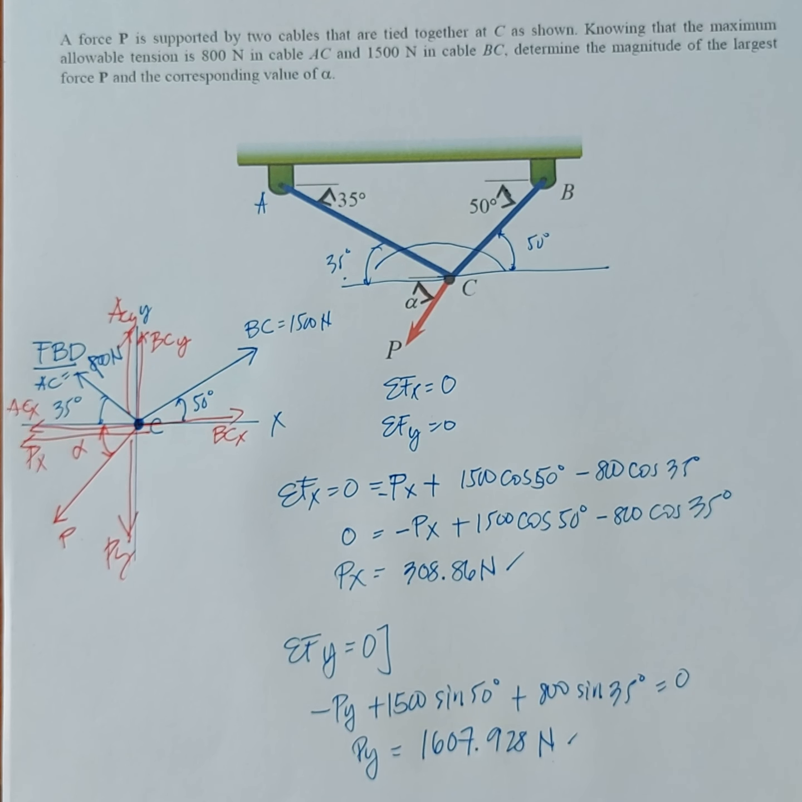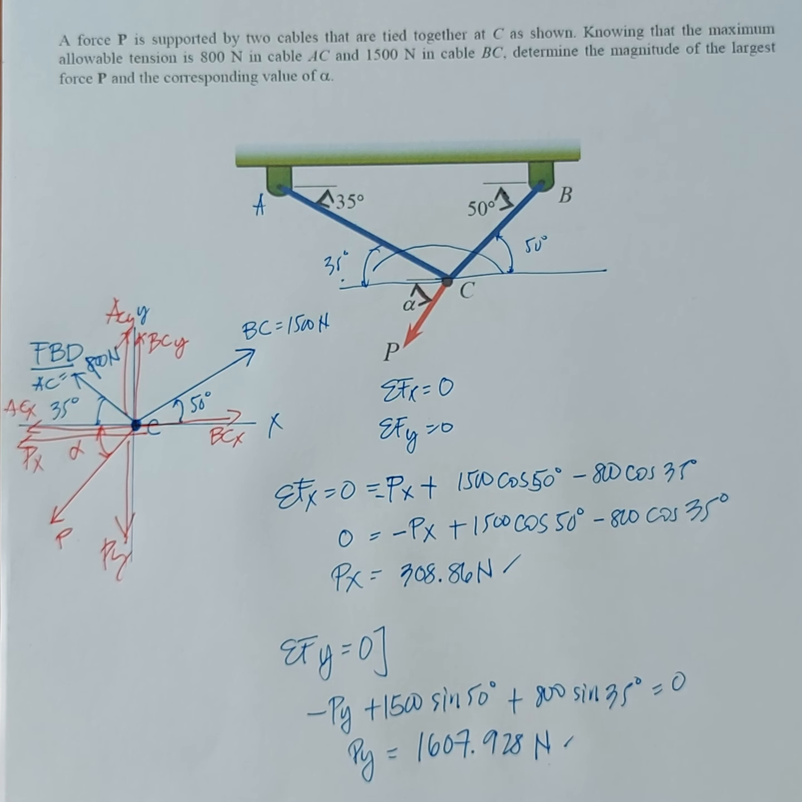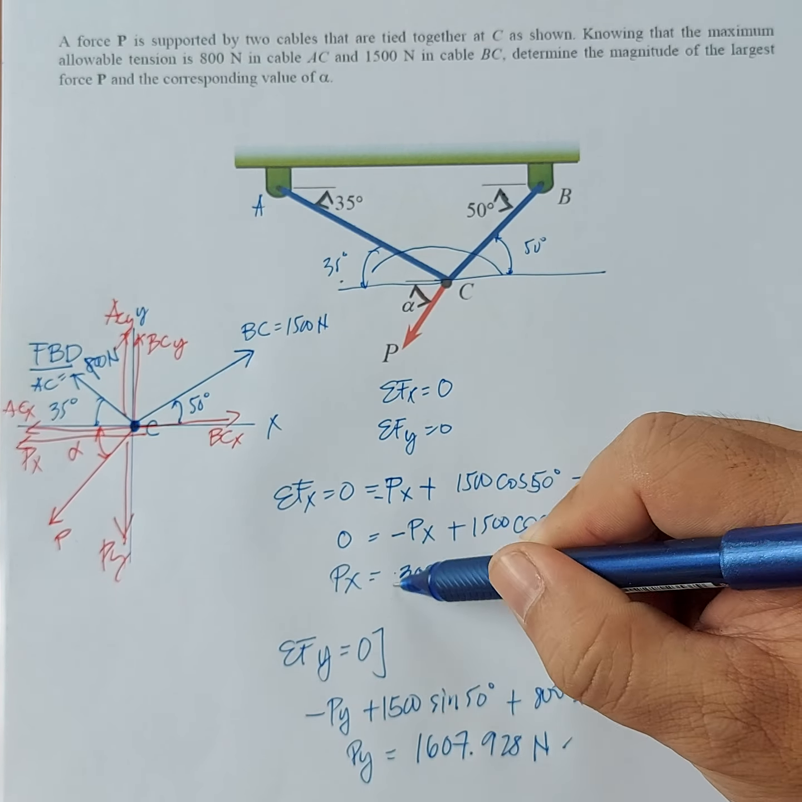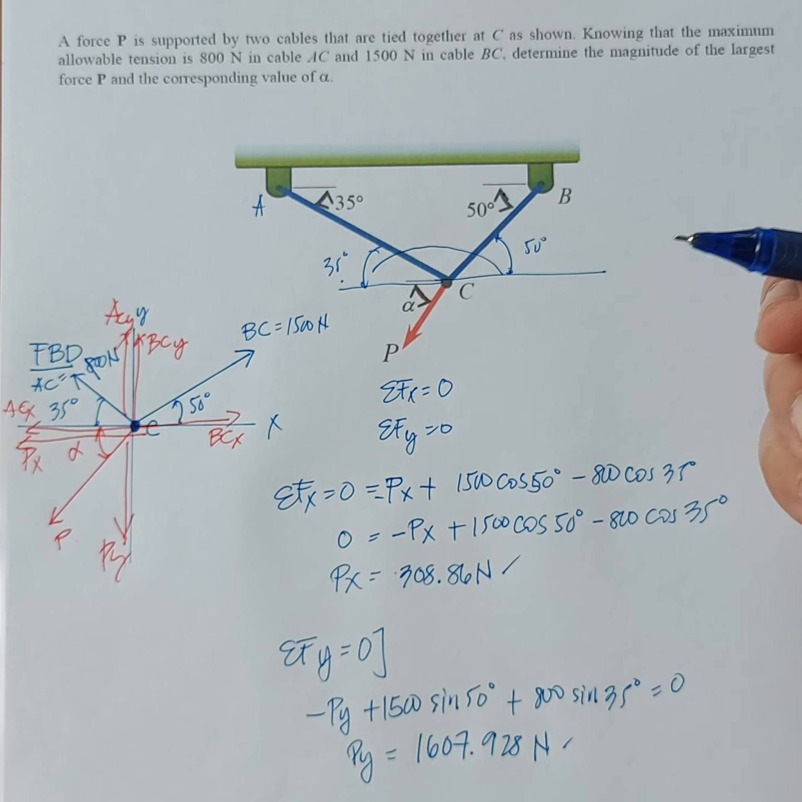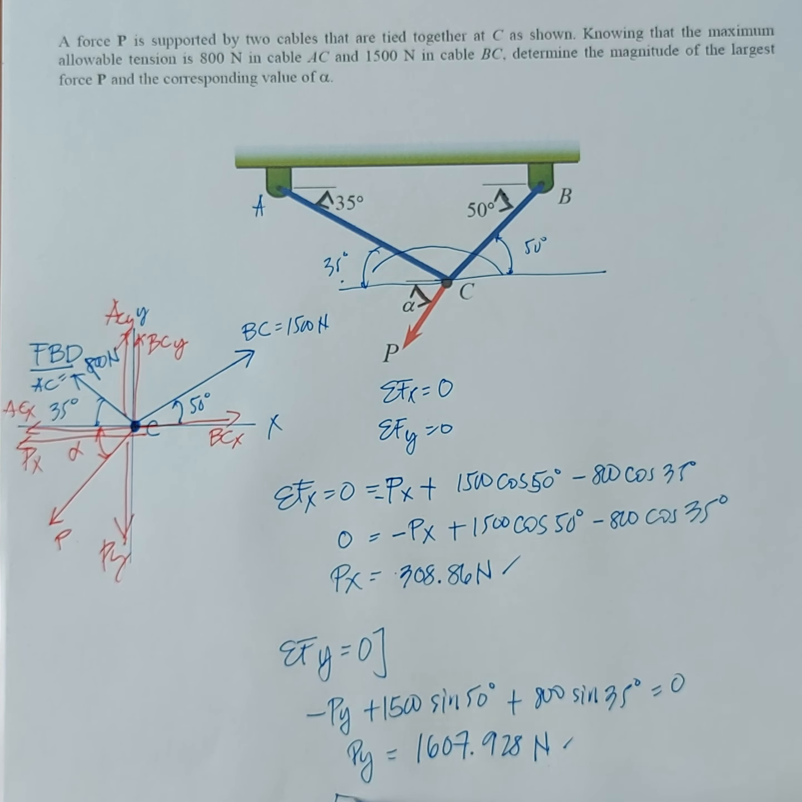We can simply solve for P. Okay, so yan na. So positive yung results nito, which means we have assumed the correct direction. So P is equal to the square root of PX squared plus PY squared.